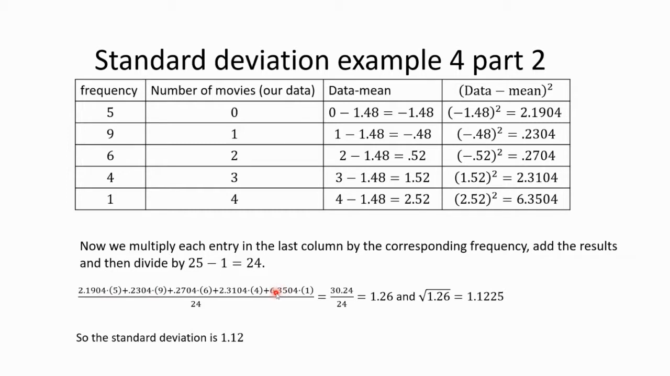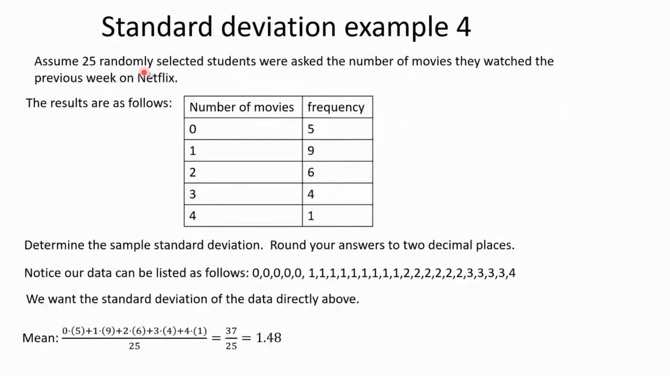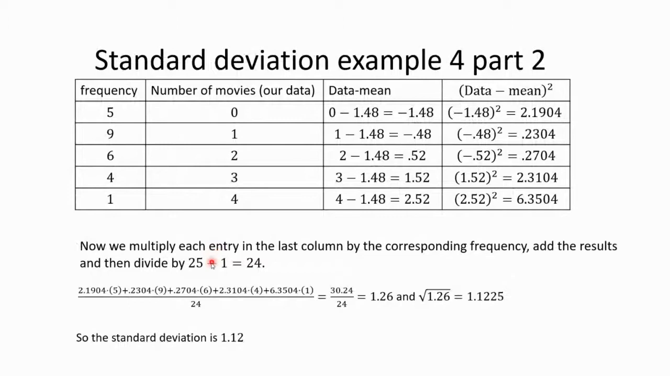And again, we're dividing by 25 minus 1. 25 is how many data values there are, but it's sample data, so we divide by 25 minus 1, which is 24. So altogether, we get this. And the standard deviation is the square root of that.